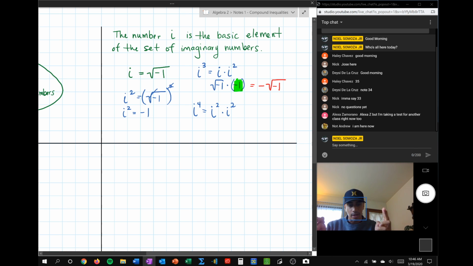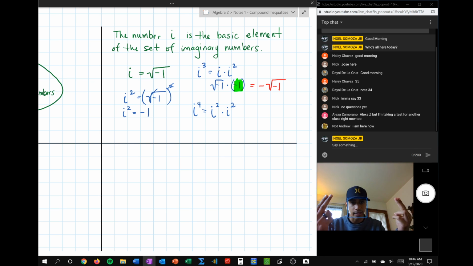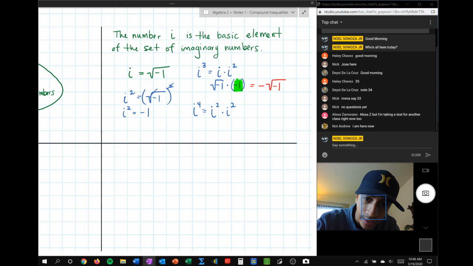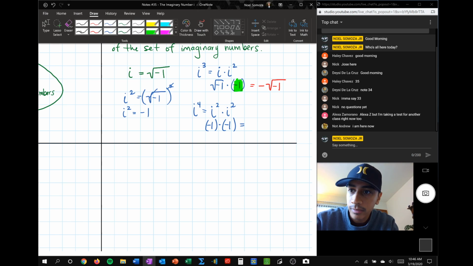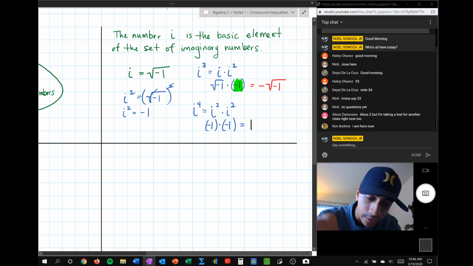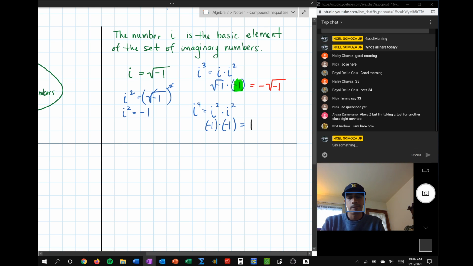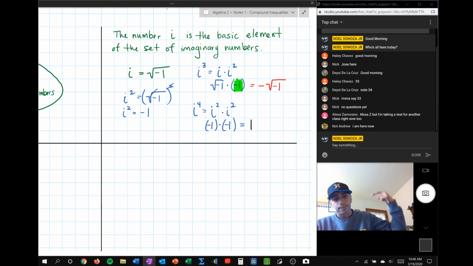Right? I can take that power of 4 and split it up as i squared times i squared. Now, what's nice about it is that since i squared is -1, and the other i squared is also -1, what am I going to end up with here? That's going to be just a +1.